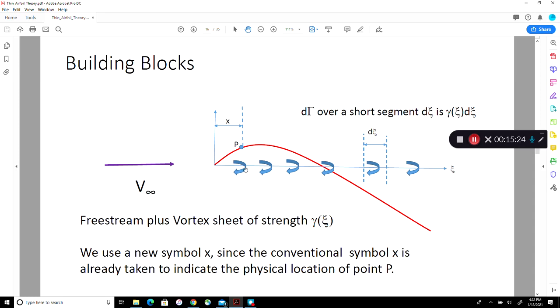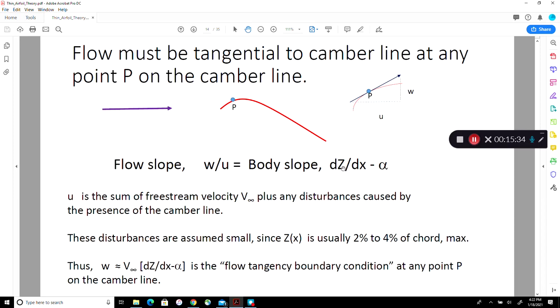Thickness was neglected, but the camber effects were kept. Angle of attack was kept. The angle of attack is showing up through the slope at any point P. Remember, the slope is original slope minus angle of attack. So let's stop here and we will continue with the video in a follow-on lecture.